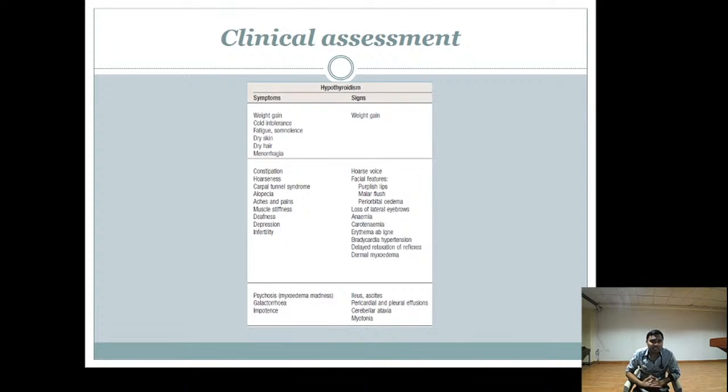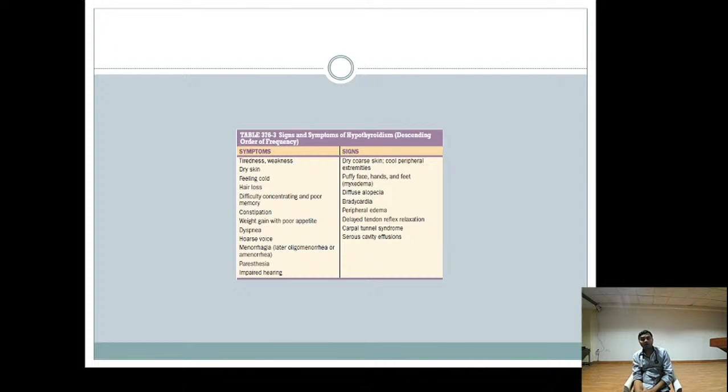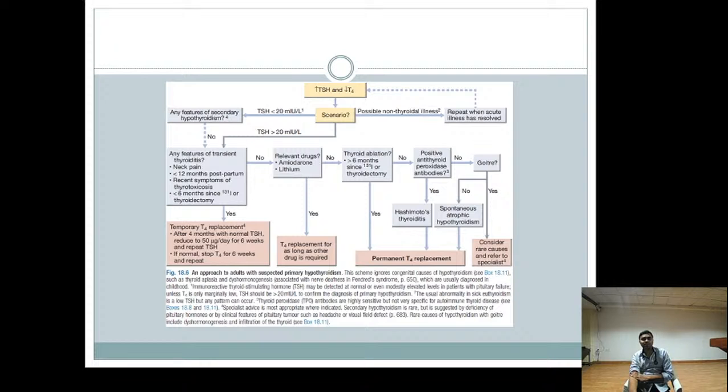The signs we see are purplish lips, malar flush, periorbital edema, loss of lateral eyebrows, there may be anemia, delayed relaxation of reflexes, and there may be pericardial or pleural effusions. Signs and symptoms of hypothyroidism, the same thing. This figure shows a female with hypothyroid features, facial puffiness, periorbital edema.